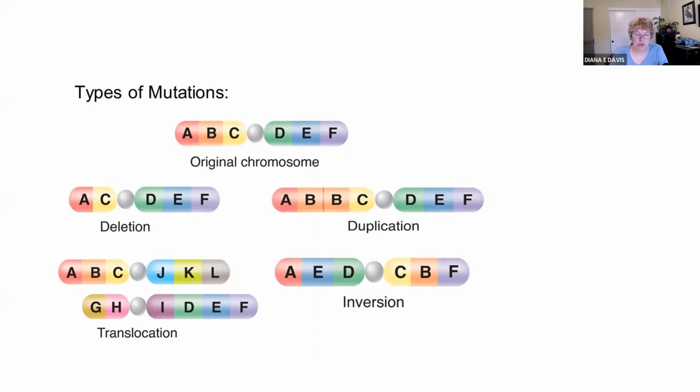Now, I wanted to talk a little bit about mutations. We all have genetic mutations that we were not born with. All of us. Most genetic mutations are harmless. One of the reasons for that is because of the multiple codons per amino acid.